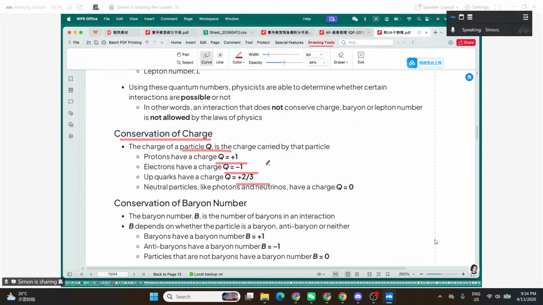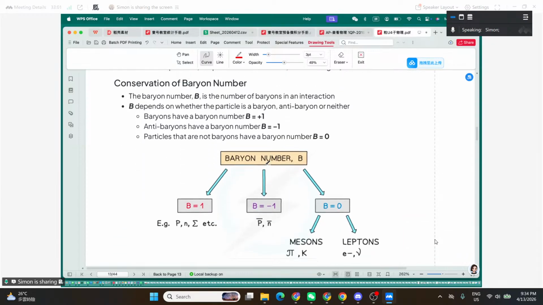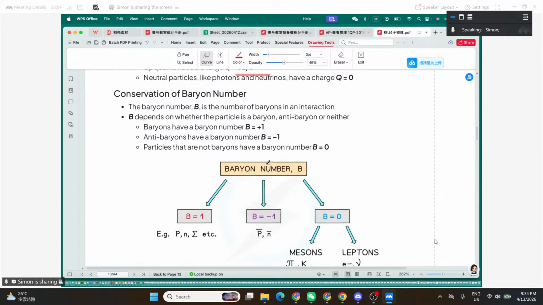Understand? Besides the conservation of charge for microscopic particles, in this chapter we are going to learn a new conservation: the baryon number. If the particle is a baryon, we use one to represent it. If it is not, it is zero. Understand? No problem.